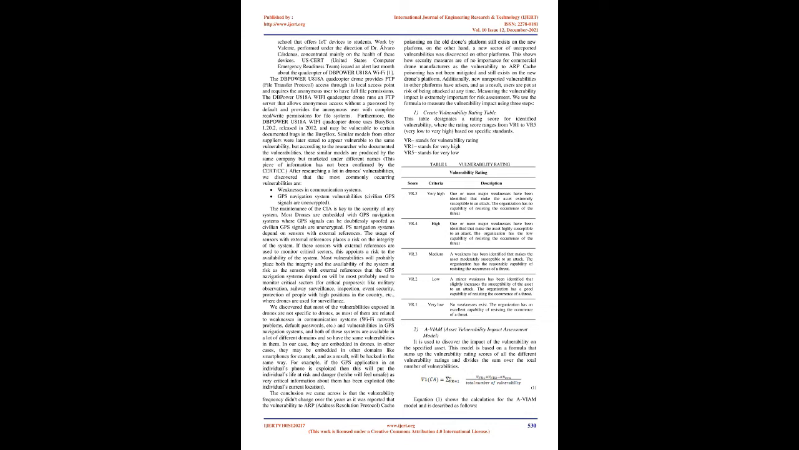Measuring the vulnerability impact is extremely important for risk assessment. We use a formula to measure the vulnerability impact using 3 steps. Step 1: create a vulnerability rating table. This table designates a rating score for each identified vulnerability, where the rating score ranges from VR1 to VR5, very low to very high, based on specific standards. VR stands for vulnerability rating. VR1 stands for very high.